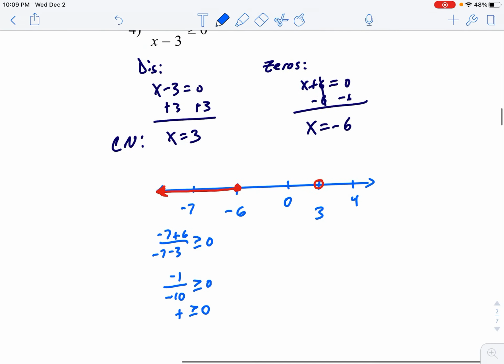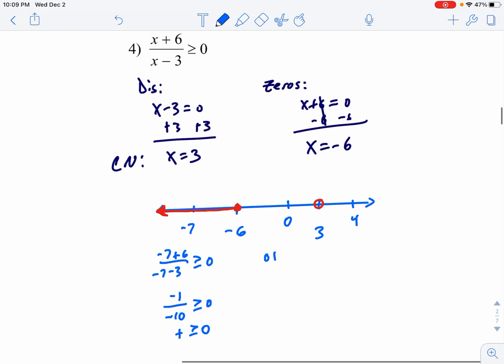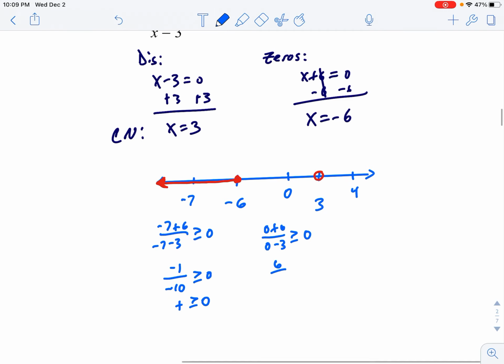Plug 0 in. 0 plus 6 over 0 minus 3. Is that greater than or equal to 0? Well, that gives me 6 over negative 3. Positive divided by negative is negative. Is a negative greater than or equal to 0? No. So we don't shade in that interval.